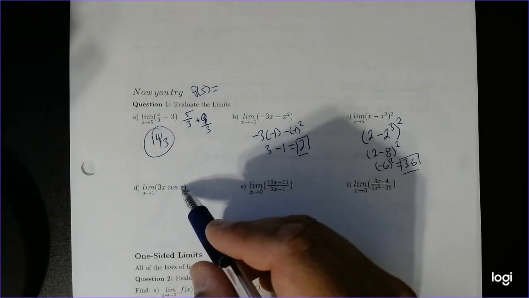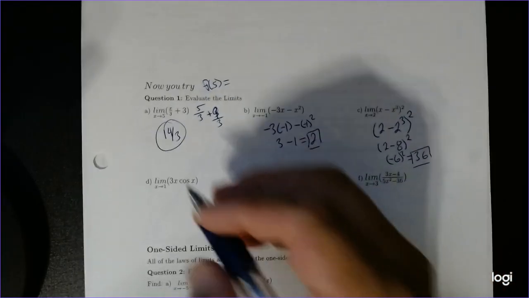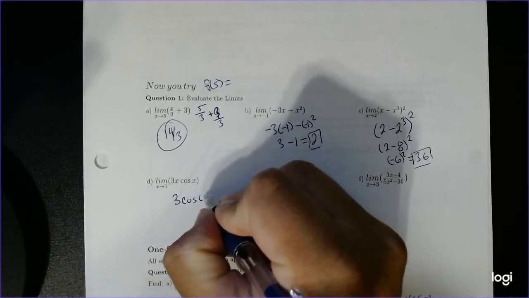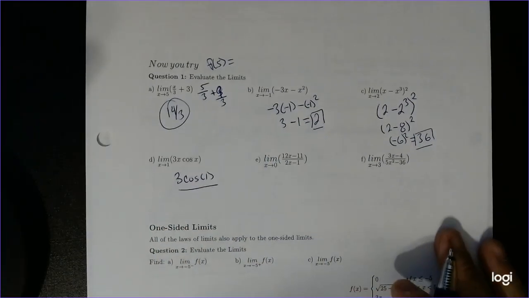Plug in 1, perfectly fine. There's no fraction, so 3 times 1 is 3. And I don't know what cosine 1 is. You just plug that in the calculator to get your answer.